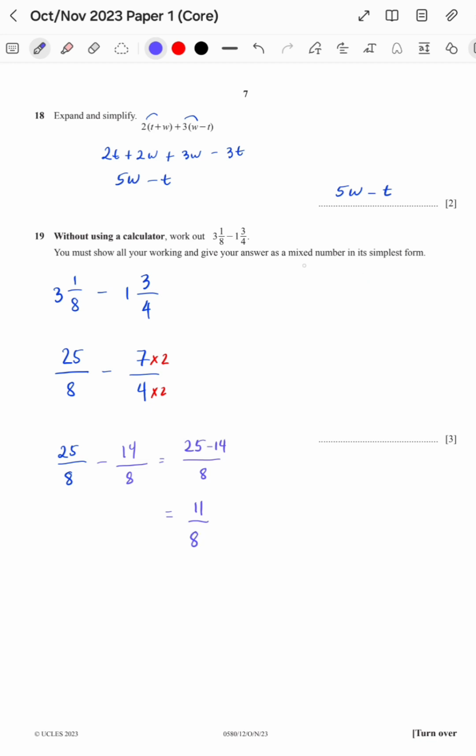Or it says here, we have to write it as a mixed number in its simplest form. How many 8s are there in 11? There's 1. And how many is the remainder? There's 3 over 8. That's for 3 points. Next question.